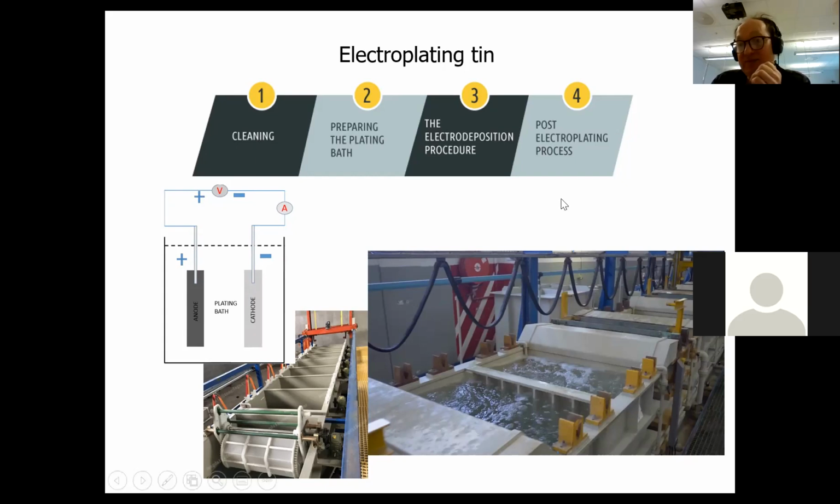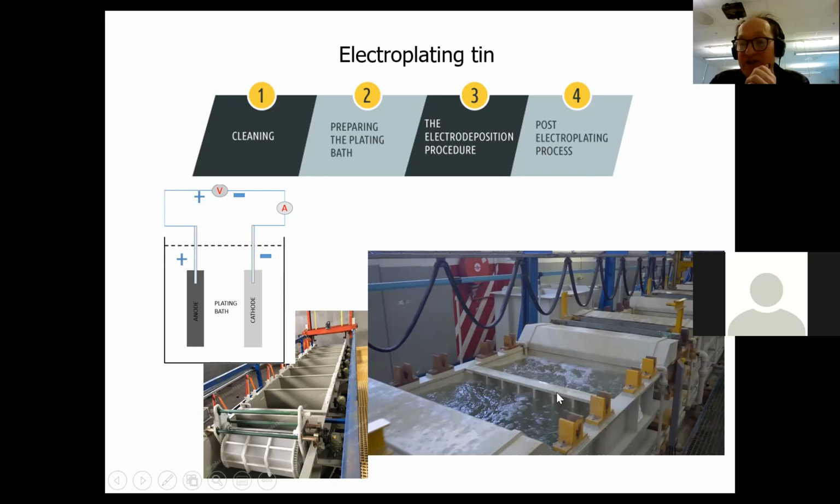So in this particular case, there's a 4-part process. We start off by cleaning, and then we prepare the plating bath. That's what I've just described here, and this is the real thing. And then we do the electrode deposition process. And this might be in 2 parts. We might put down what's called a strike layer, a very thin starting layer. And then we put the main layer down on top of it, the thicker layer, which gives the ultimate protection.